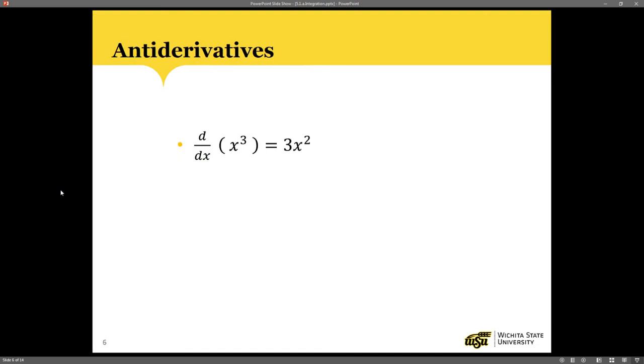Alright, so let's look at computing some antiderivatives. Well, we know from Chapter 4 that the derivative of x cubed is 3x squared. And so we say that an antiderivative of 3x squared is x cubed. Right? In the last chapter, you were handed an expression and you were asked to give back the derivative of the expression. And now what we're going to do is give you the derivative of the function, and you're asked to give back the original expression.